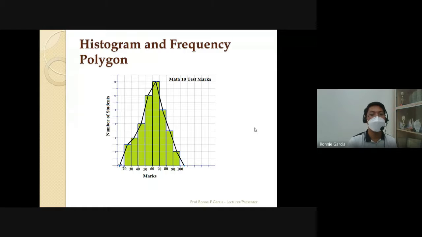And the last one is the histogram and frequency polygon. You place the bar graphs side by side so you can see the trend, the highest, the lowest, whether it is going up or going down. That is histogram or frequency polygon. So we just discussed the different ways to present data, how to gather data, and how to manage data.